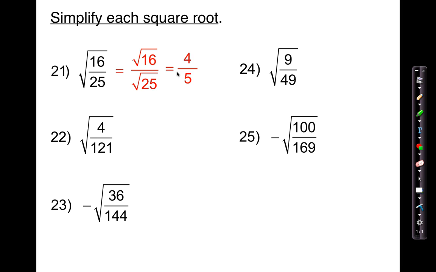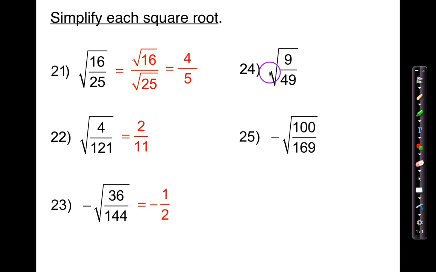Okay, so let's see how well we did. For number 22, you're going to take the square root of the numerator and the denominator. So the square root of 4 is 2. Square root of 121 is 11. So I would get 2 over 11. Number 23, I'm going to take the opposite of the square root of 36 over 144. So I'm going to take the square root of 36, which is 6, the square root of 144, which is 12. So I'm going to get -6 over 12, but that can be reduced to a -1/2.